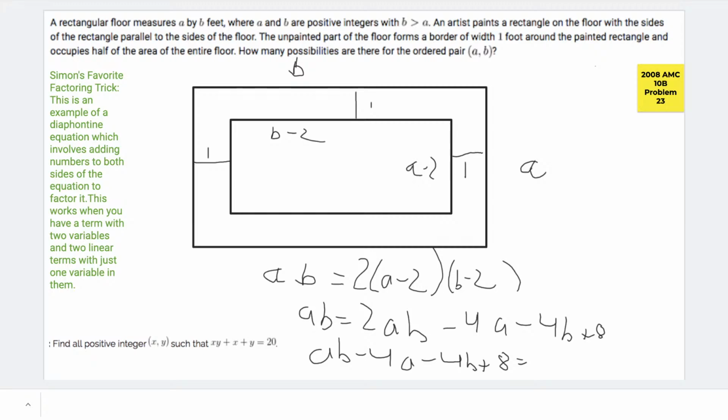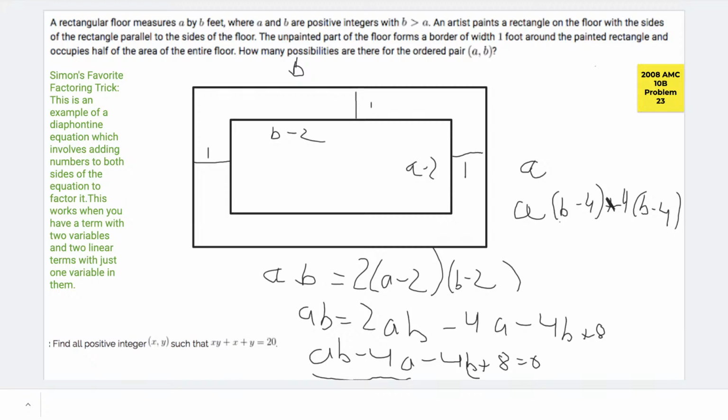And now we have a term which has two variables and two linear terms. So clearly, we just use Simon's favorite factoring trick. We'll take these two terms, and they factor as a times (b minus 4). Now Simon's favorite factoring trick works if we also have a b minus 4 here, and for this, we need to multiply it by negative 4. So we can get negative 4b.